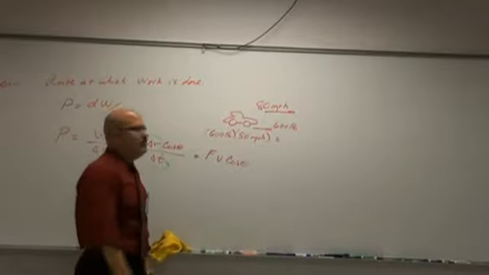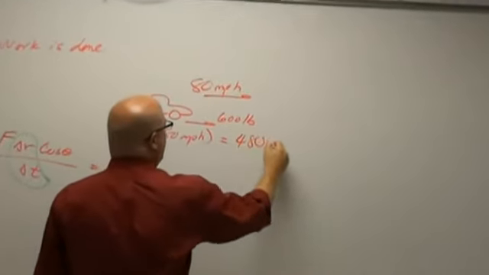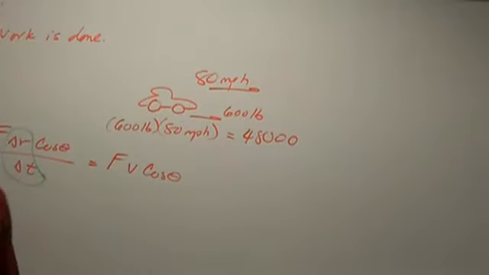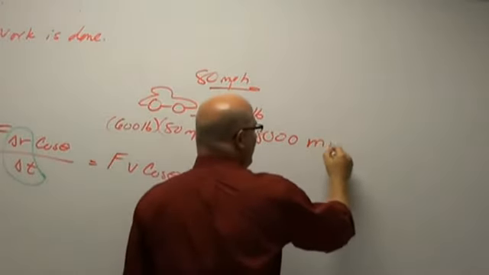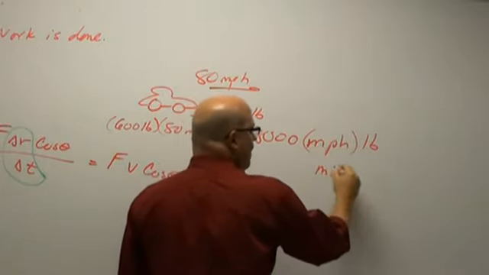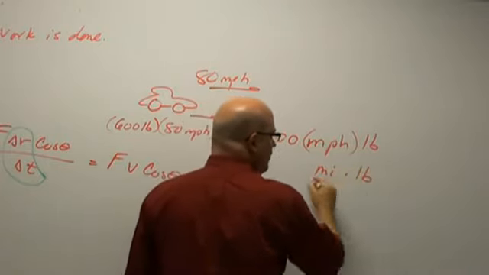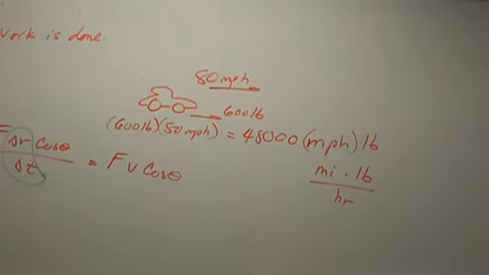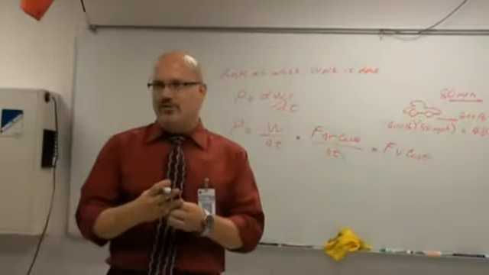8 times 6 is 48,000. 4,800 or 1,000? 1,000. Uh-oh, what unit? Yeah, it's miles per hour pound. Or miles times pounds divided by hours. Okay, we don't like those units. But that is a unit of power. Now, that is not the unit of power that your engine is measured in. That's measured in horsepower, which is a very arbitrary measure.